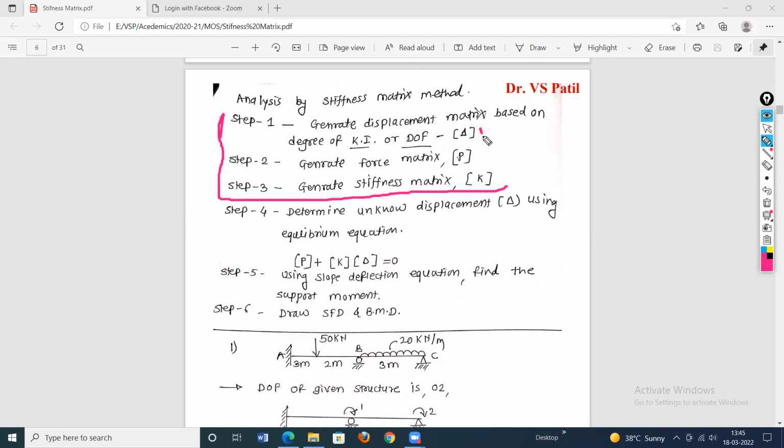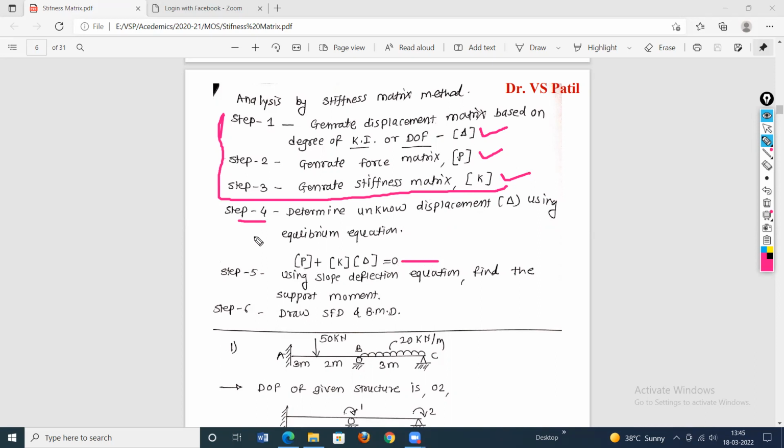In the first step, we'll develop the first matrix, that is the displacement matrix. Number 2 is the load matrix in step number 2. And in step number 3, we will develop the stiffness matrix. And then after developing these 3 matrices, in step 4 these 3 matrices are connected by using one equilibrium equation, that is load matrix plus K matrix into delta matrix is equal to 0.